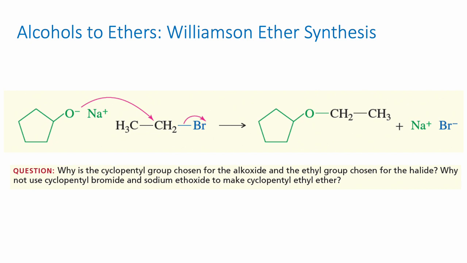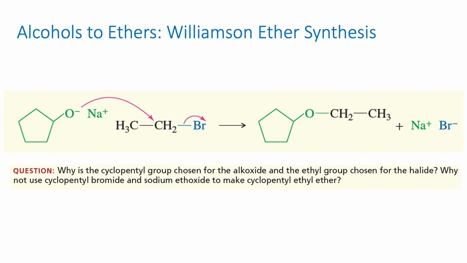So in this case, we have this cyclopentyl oxygen anion, cyclopentyl alkoxide, and that is going to be our nucleophile, and that's going to attack our alkyl halide, which in this case is ethyl bromide.